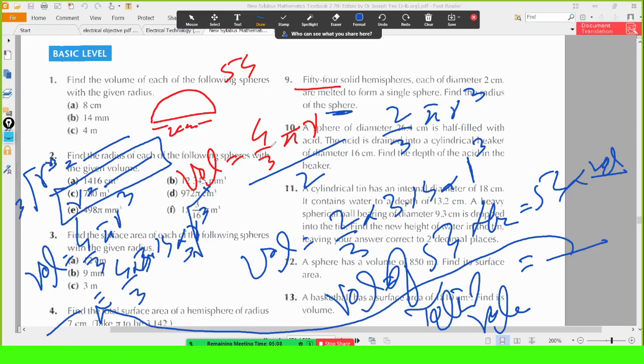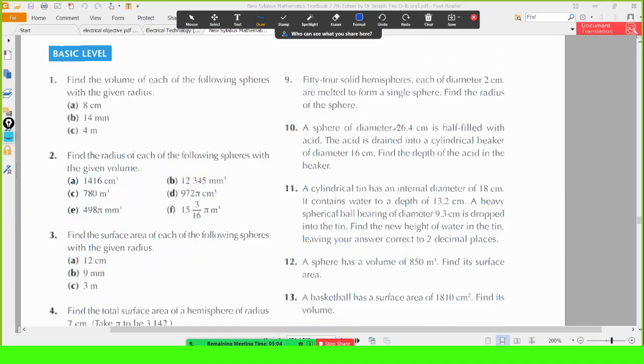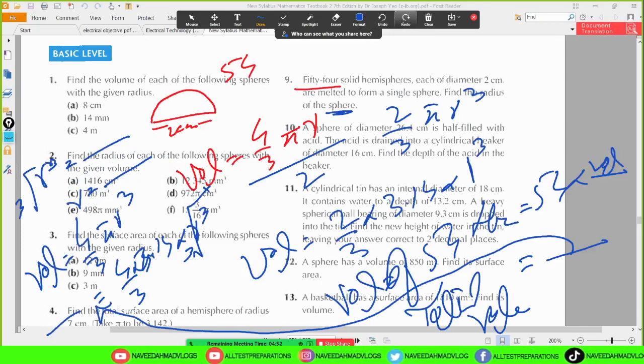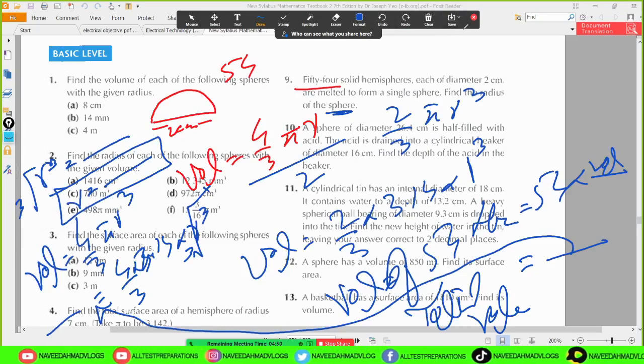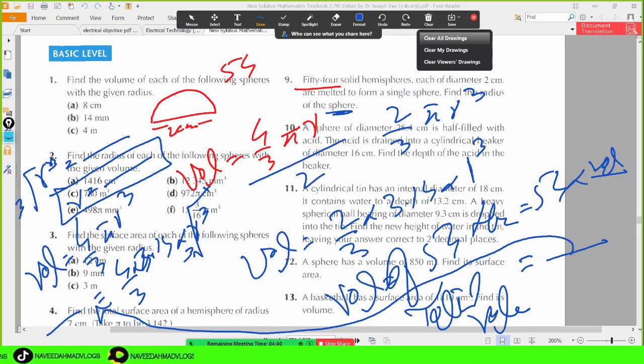Got it? Yeah. Similarly in this case, a sphere of this diameter is half filled with acid. The acid is drained into a cylindrical beaker of this diameter. Find the depth of the acid in the beaker. Take a screenshot quickly, so that if you get confused later on you will check that over here. Take the screenshot quickly. We have only 4 minutes. I took it. Did you take it?